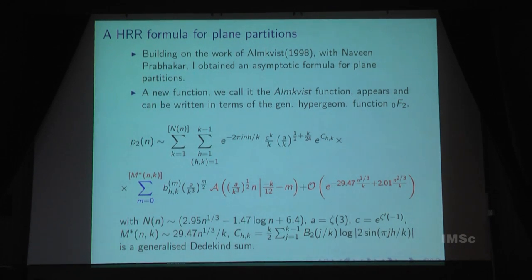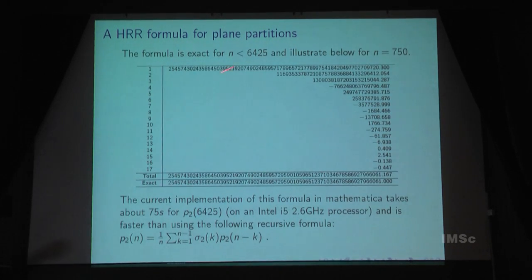So this formula with this truncation is exact up to 6400, and I believe I can make it exact up to about 50,000 by handling the errors even better. Numerically I have checked for 10,000, for instance. So this is the statement, it's exact for n less than 6425, and here's an example. I had 17 terms out here. So it's P2 of 750, this is the exact answer below and the error is 0.167.